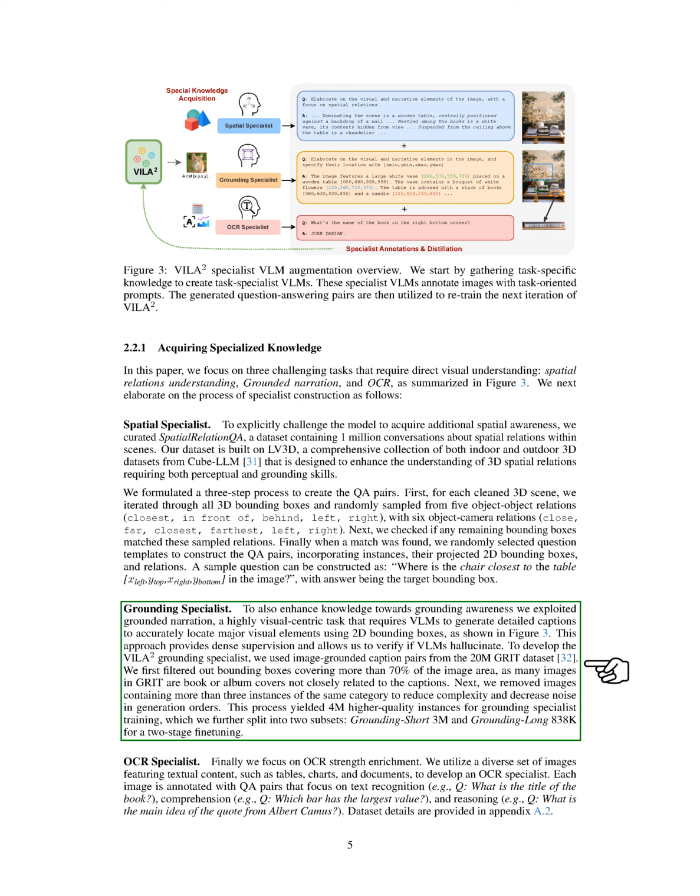To build our VILA2 grounding specialist, we utilized image caption pairs from the 20 million GRIT dataset. First, we filtered out bounding boxes that covered more than 70% of the image, as many images in GRIT were book or album covers that didn't closely match the captions. Next, we eliminated images that had more than 3 instances of the same category to simplify the data and reduce noise in the generation process. This filtering resulted in 4 million higher quality instances for training our grounding specialist, which we then divided into 2 groups: grounding short with 3 million instances and grounding long with 838,000 instances for a 2-stage fine-tuning process.